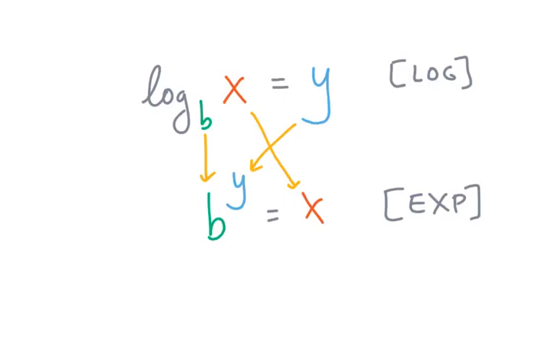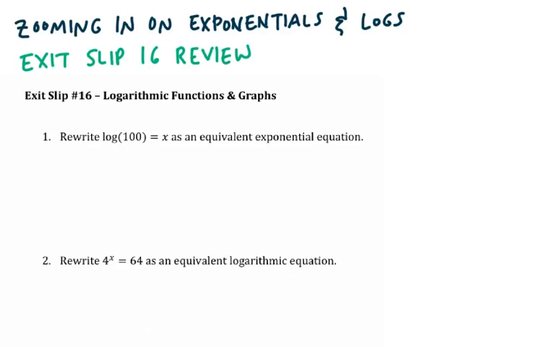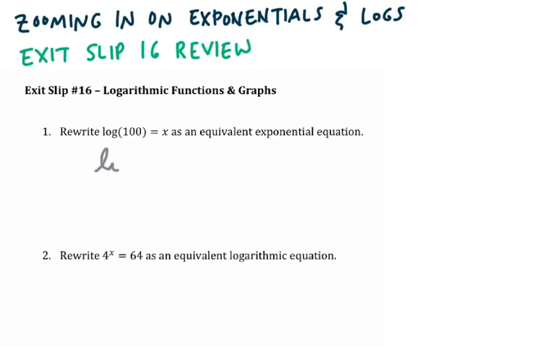Let's see if we can try that out with the first two problems on the exit slip. The first one says rewrite log of 100 equals x. You might feel like we're missing something. The base isn't actually stated. But if we stop and remember, the only base that doesn't have to be written, that's understood, is a base of 10. So log of 100 really implies log base 10 of 100. I'll write in that base just to make the transition a little easier.